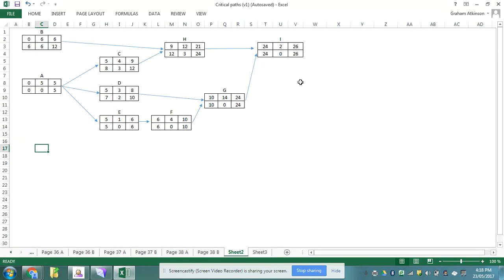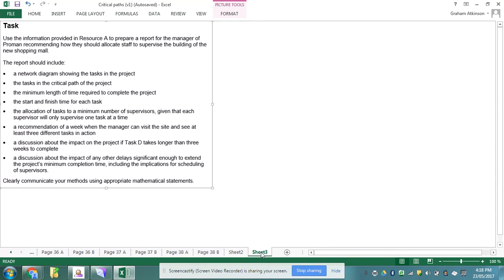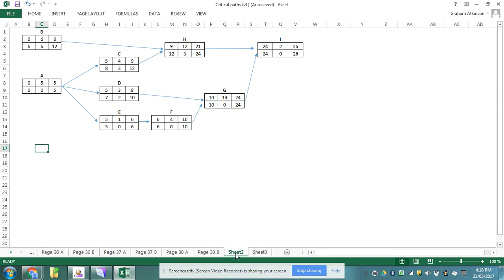Now I get to write down my first couple of answers. Remember when we had our question? I need to find the tasks of the critical path. I need to find the minimum length of time required to complete the project. I need to find the start and finish time for each task. Well, that's all contained in this diagram.